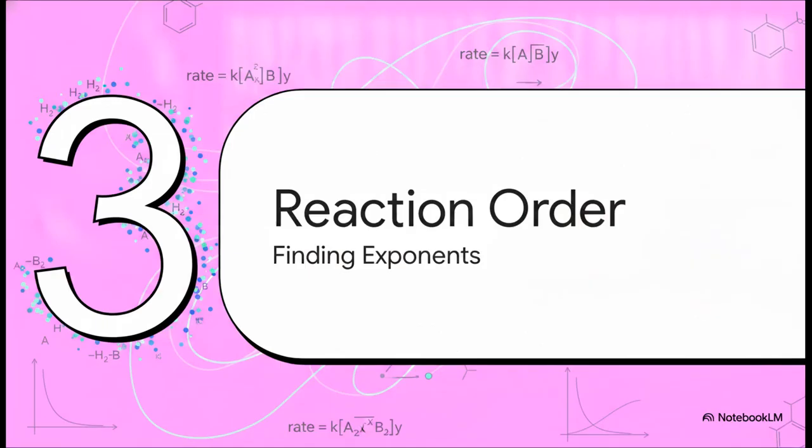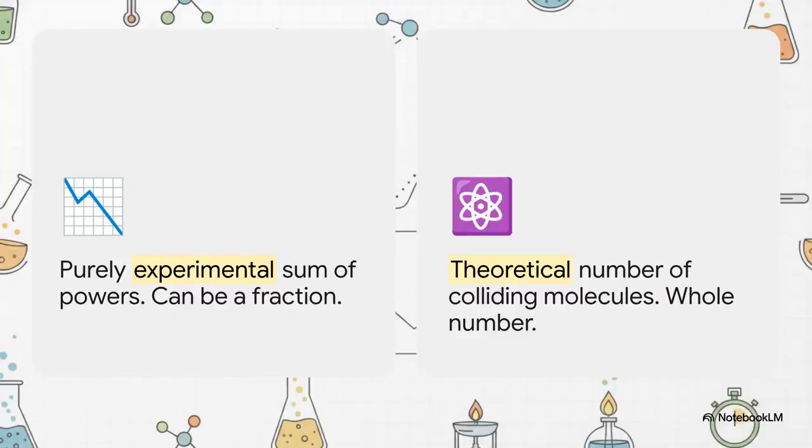Section 3. Decoding the reaction order. Let's clear up a major point of confusion right now, which is the difference between order and molecularity. Order of reaction is purely experimental. It's simply the sum of those powers we just talked about, x plus y, straight from the rate law. Because it's based on real lab data, the overall order can be 0, a fraction, or even a negative number. Molecularity, however, is purely theoretical. It describes the physical reality of how many molecules are actually crashing together in a single elementary step of the reaction. And since you obviously can't have half a molecule colliding, molecularity is always a positive whole number, usually 1, 2, or 3.